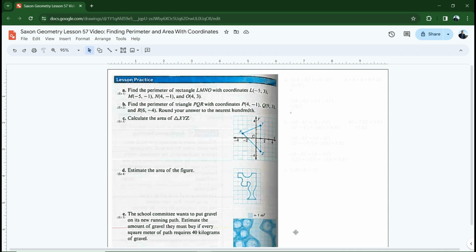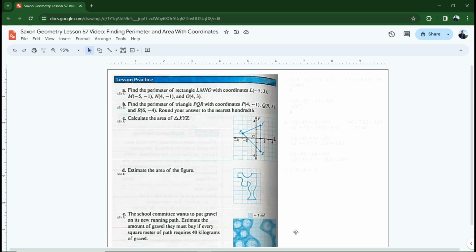Hey, geometry students. In this lesson, we are going to be talking about finding perimeter and area with coordinates. This is not a new lesson. There's nothing that's hard about this lesson, just tedious. The stuff that you're going to do in this lesson is going to take a lot of time because to find the perimeter of different figures, what we need to do is use the distance formula or graphing to actually find how long a bunch of different segments are and add them together.